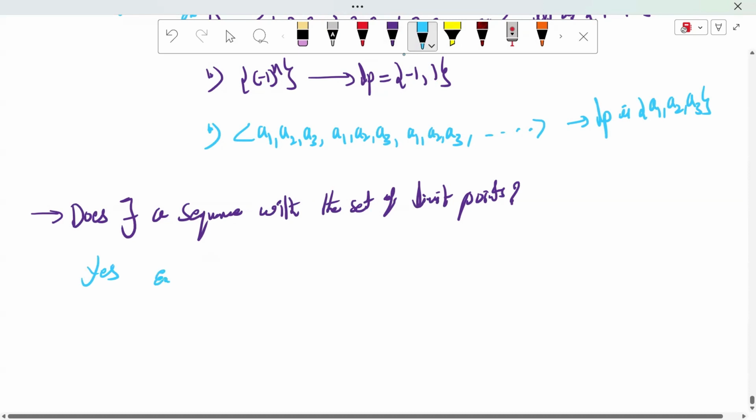Look at the example, sir: (-1) to the power of n. So here it becomes -1, +1, -1, +1, up to so on. So what are the limit points? The set of the limit points is -1 and +1. Is it clear?